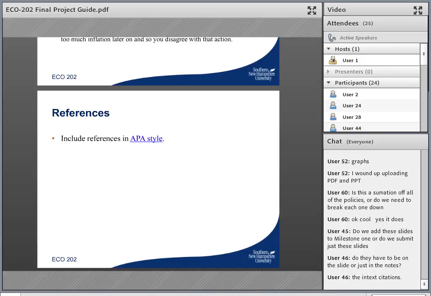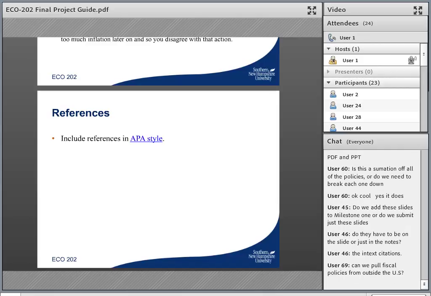Chris asks, do the in-text citations have to be on the slide or just in the notes? It depends on what you're saying. Anything you put on the slide that is information that you got from a source, then you need to cite it on the slide. If your speaker notes have something that you got from a source, then you need to use an in-text citation there in the speaker notes.